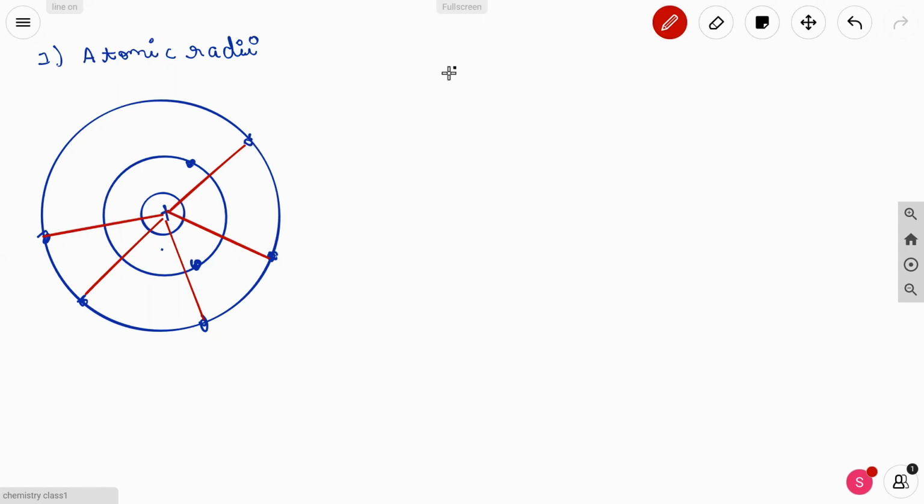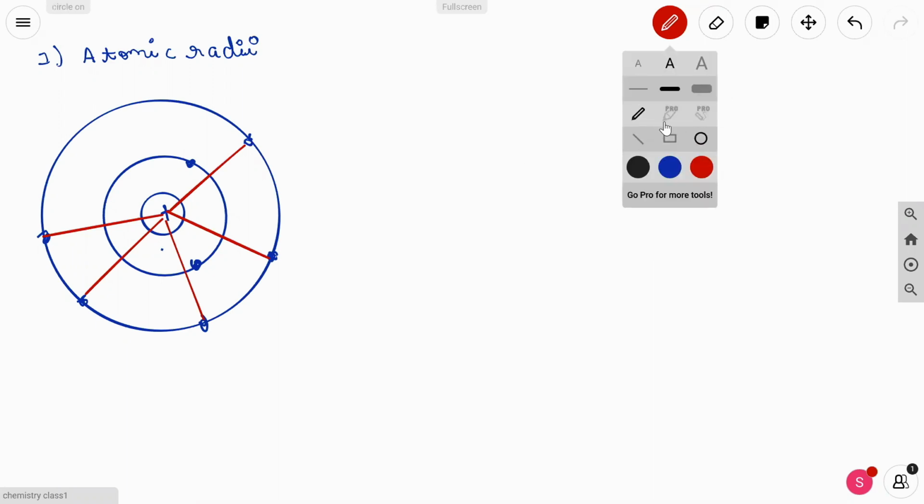But usually it's very difficult to do it that way. It's more difficult to use this method. So scientists use another, easier method to find the radii, the atomic radii.